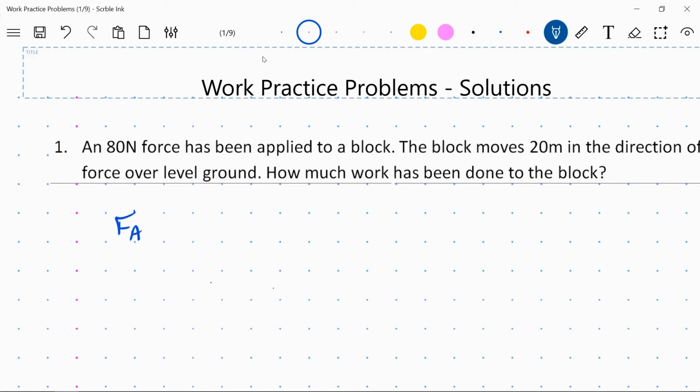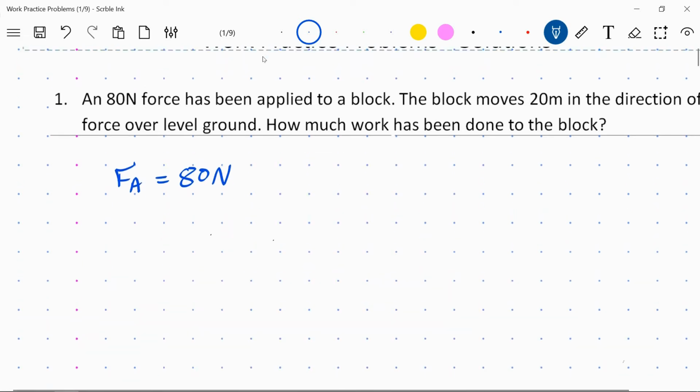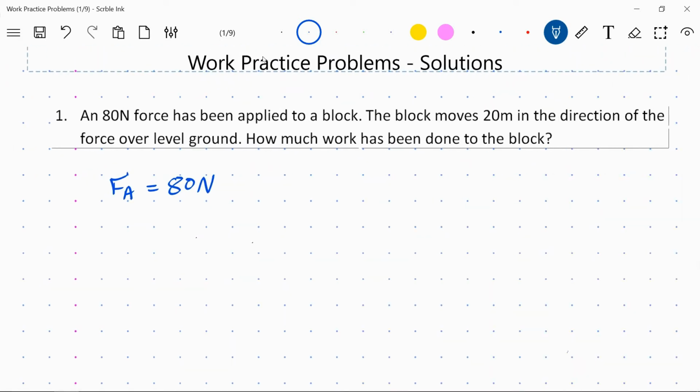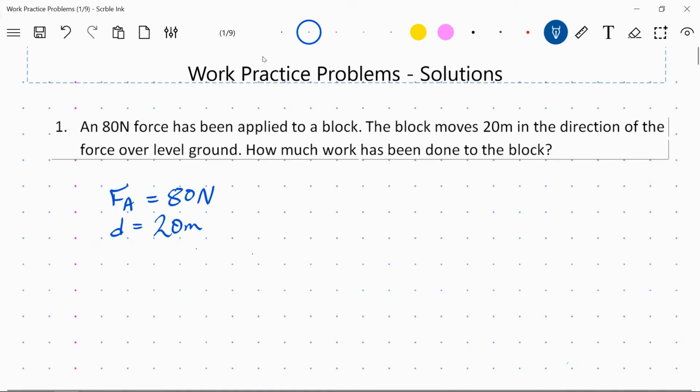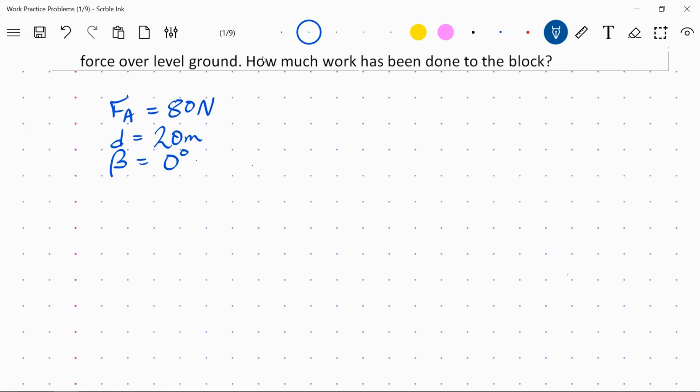Okay, so the applied force, F applied, is given to be 80 newtons. The block moves 20 meters in the direction of the force, so that's the distance moved, D equal to 20 meters. And that little bit about it going in the direction of the force tells me that that beta angle, beta, is equal to 0 degrees. It's actually moving in the same direction as the applied force. So there's no angle between the direction of the motion and the direction of the applied force. The question is, how much work has been done to the block?